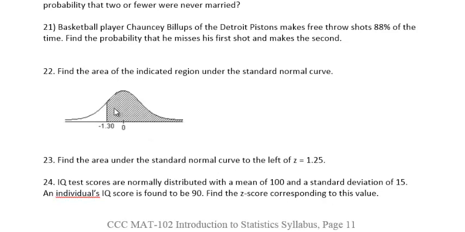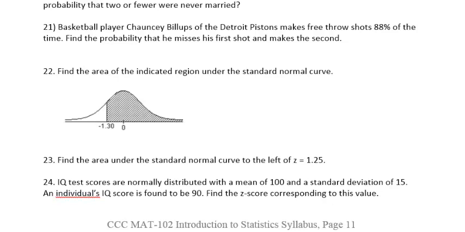In 22, for example, let's say they wanted the area of the non-shaded region. So they wanted this area here. Well, then you would take 1 minus whatever this is. Now, this happened to have been 0.9032, so the non-shaded area would have been 0.0968, 9.68%. Obviously a much smaller number.